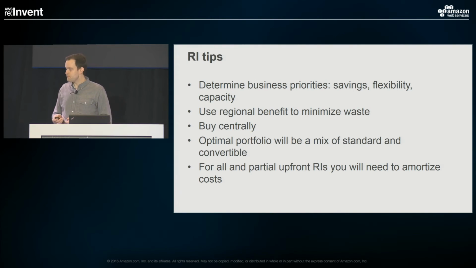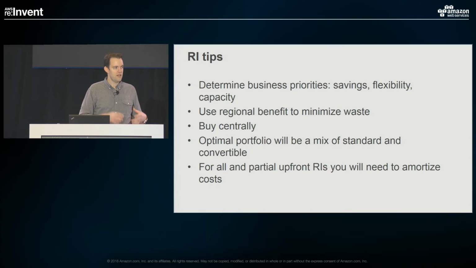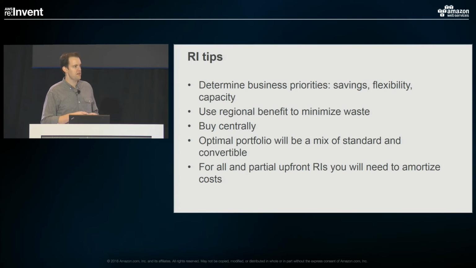We think that over time, the optimal savings strategy or savings portfolio will be a mix of both standard and convertible. Again, this is where it pays to know the type of compute you're running. What's very steady state? What's unlikely to change? Maybe you migrated something as an app that's going to stay relatively like it is for a year before you bring up a new thing and transition from that. That's probably a great use for standard RIs.